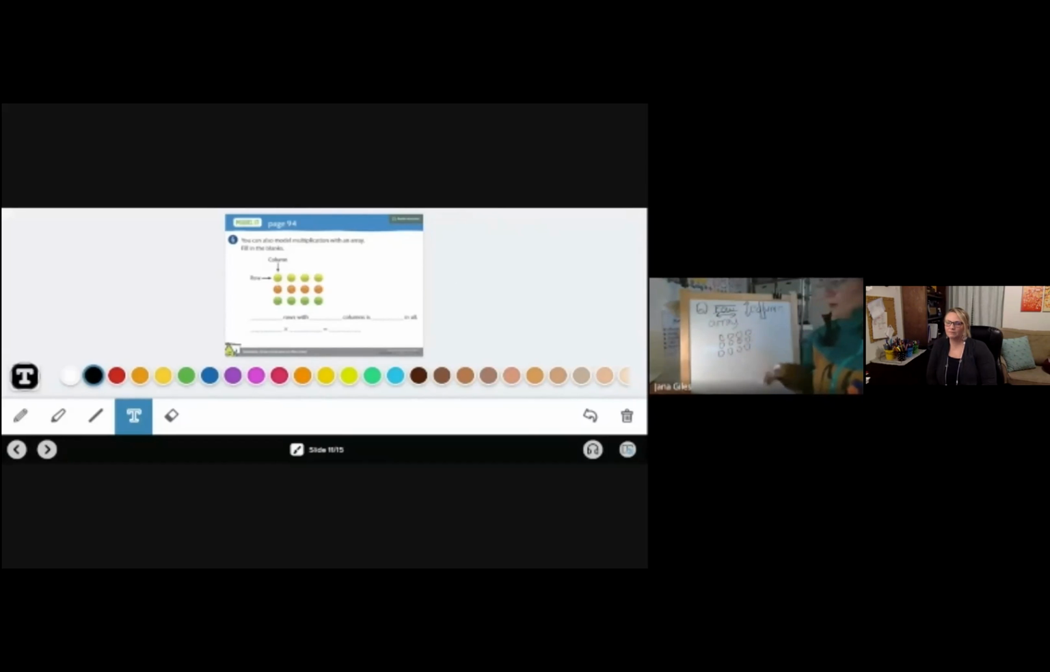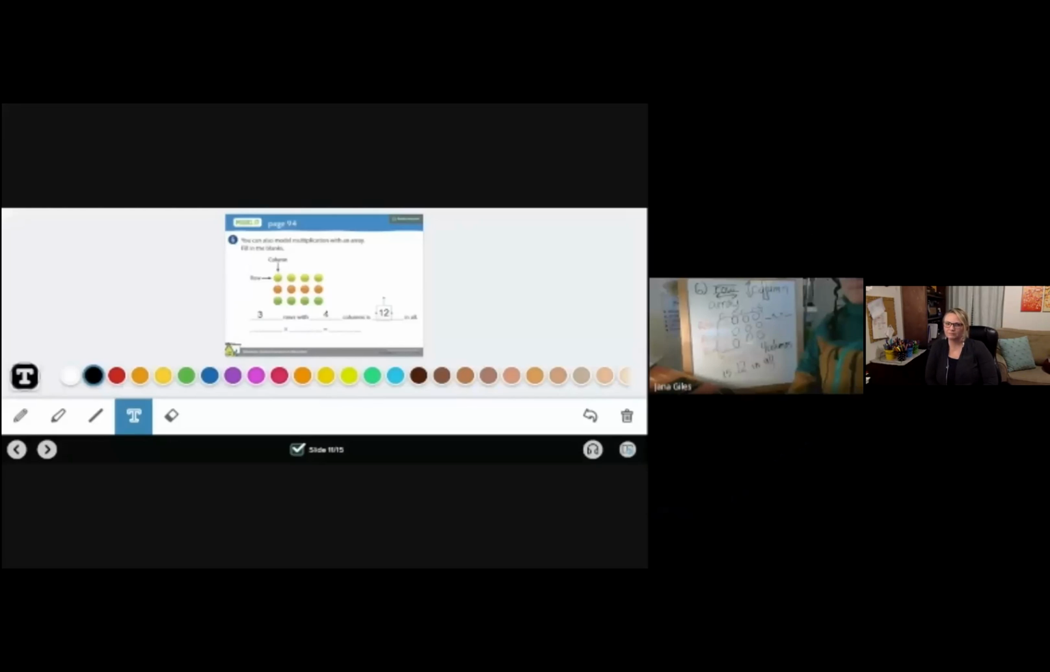Okay, so this is my model. I have 3 rows. I'm going to put an R for row. And then I have 4 columns. And I'm going to put a C for column. Now I'm going to write my multiplication equation. What is my multiplication equation going to be? 3 times 4 equals 12. Do you agree with Riley? 3 times 4 equals 12. Is that my equation? Good job.